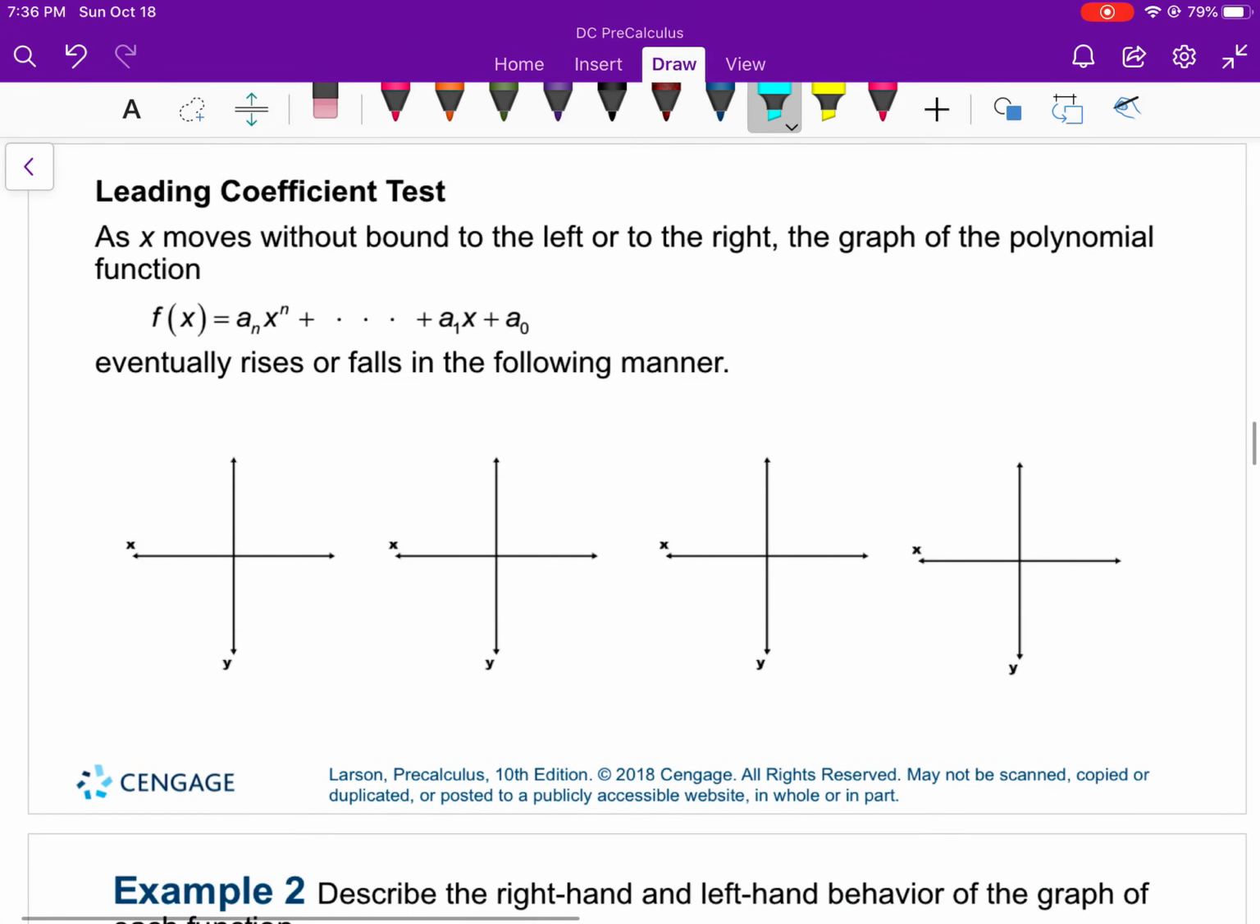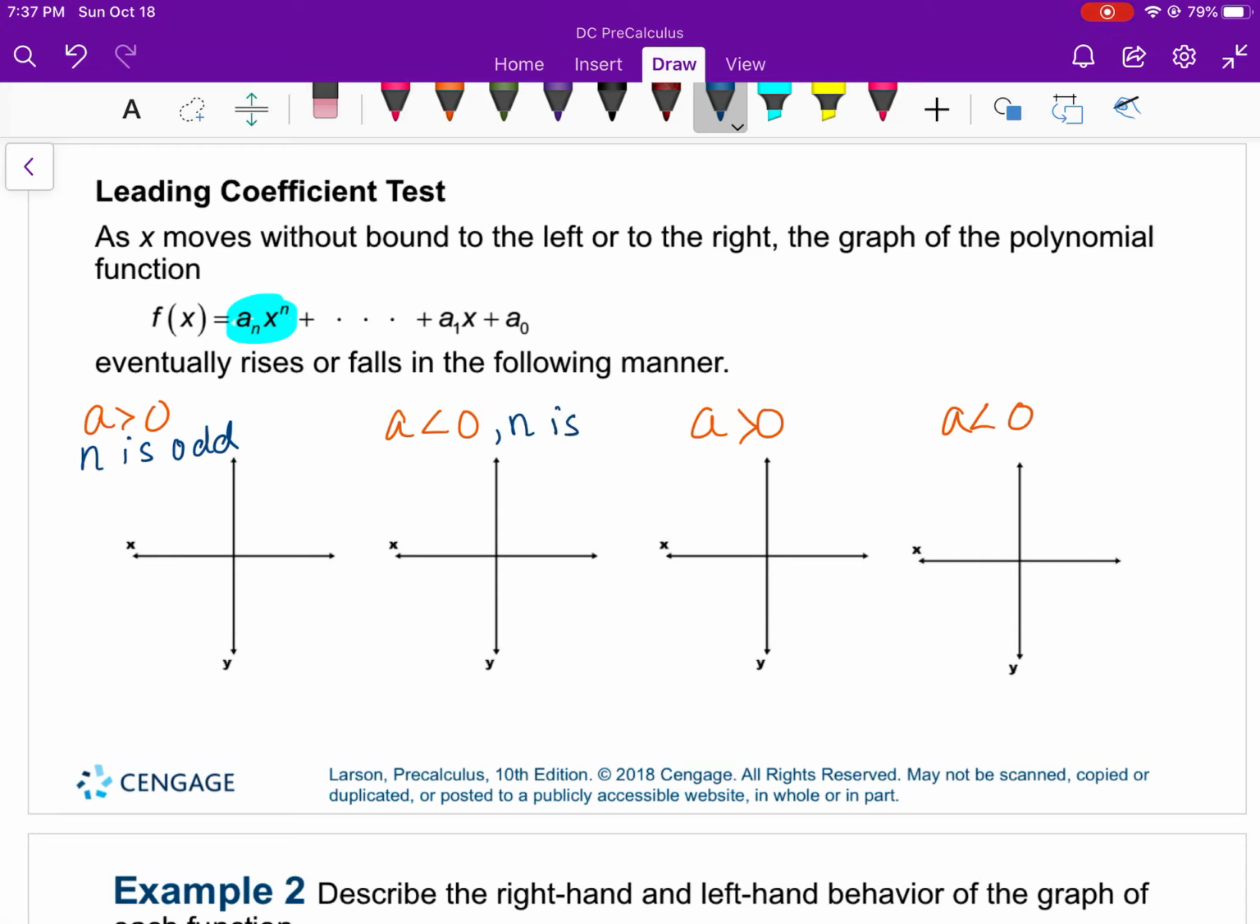All right, so I have 4 graphs for you. We're going to be looking right here at this term on our polynomials. So we want to know when A is greater than 0, when A is positive, and when A is negative. We're also going to look at when N is odd, and then N is odd again, and then we have even degree.